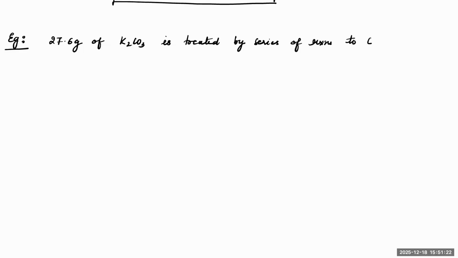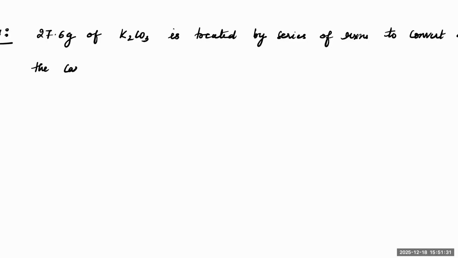Now we will solve one JEE question. A typical standard JEE question, how it is framed. 27.6 grams of K2CO3 is treated by a series of reactions to convert all of the carbon to K2Zn3[Fe(CN)6]2. Calculate the weight of product.